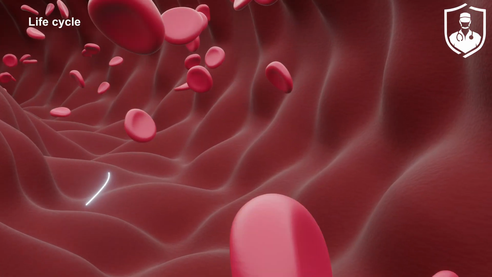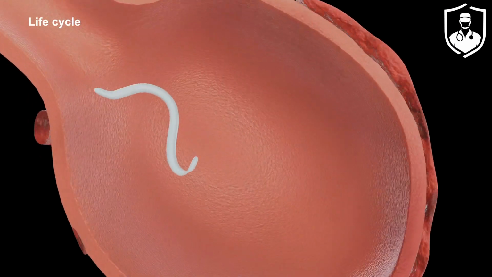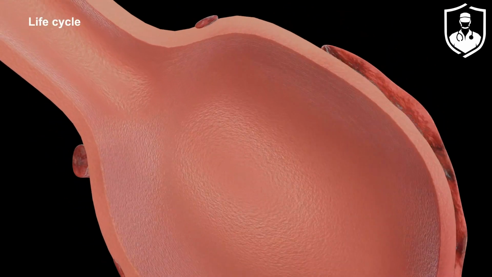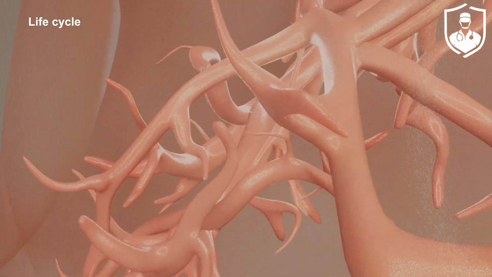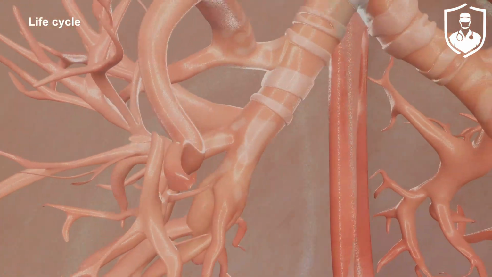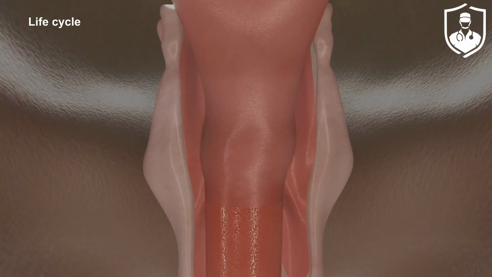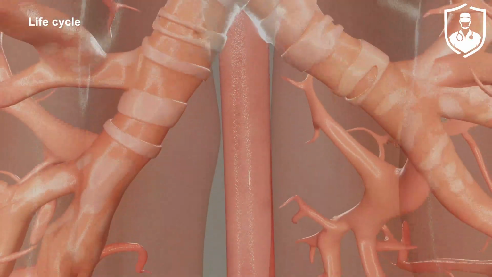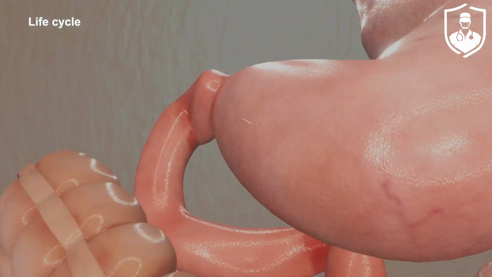and are carried through the blood vessels. They penetrate into the pulmonary alveoli, ascend the bronchial tree to the pharynx, and are swallowed. The larvae reach the jejunum of the small intestine, where they reside and mature into adults.